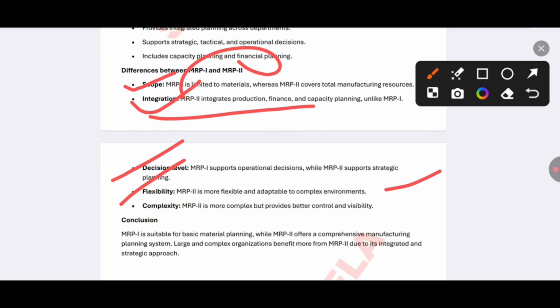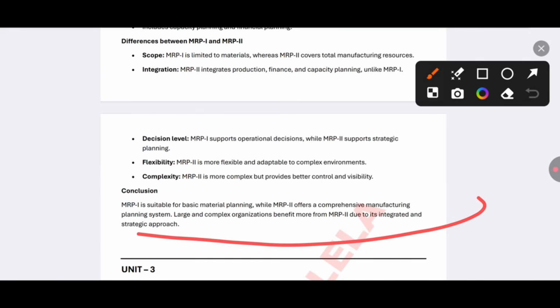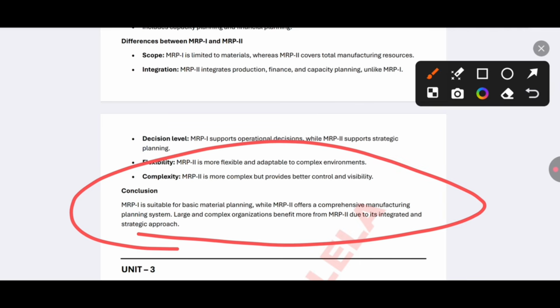Next, flexibility. MRP2 is more flexible than MRP1. Next one, complexity. MRP2 is more complex. MRP1 is simple, we can understand it easily. Therefore MRP1 is suitable for basic materials, whereas MRP2 is suitable for a comprehensive planning system, meaning large and complex planning. If you have a large organization, MRP2 will be useful. If you have a small organization, MRP1 will be useful.